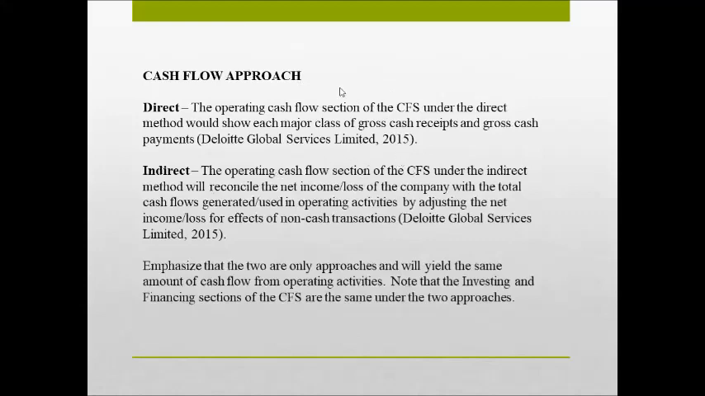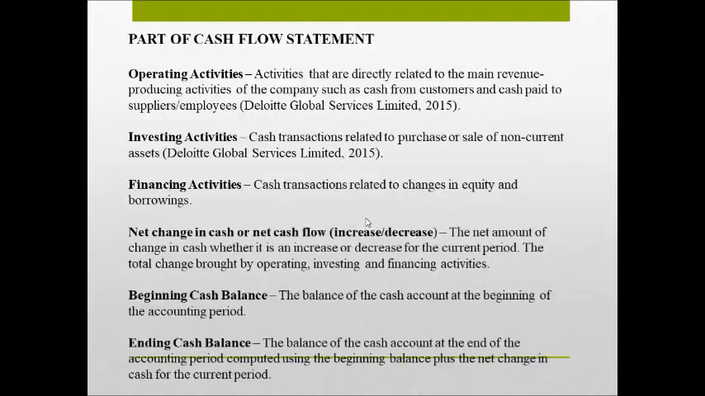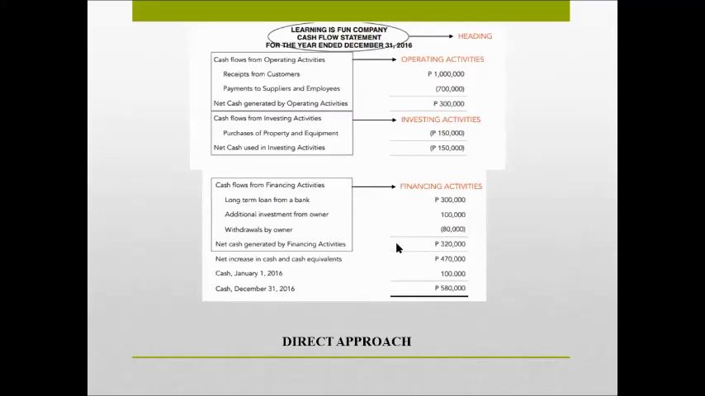Now, we have two approaches sa ating cash flow. We have the direct approach and the indirect approach. First, what is the difference of these two approaches? Nagkaiba lang naman sila sa operating activities. Nagkaiba sila ng presentation sa operating activities and the rest of the activities are just the same. Kapag direct approach tayo, yung operating cash flows section niya would only show the gross receipts and the gross cash disbursements or payments. So ganito siya: receipt from the customer and payments to suppliers.